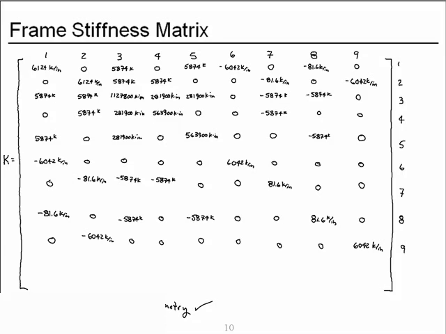We then finished by checking that the diagonal was all positive numbers and that it's symmetric about the diagonal. Now we can use this to find displacements, reactions, and member forces for this structure, which we do in later examples. Well done.